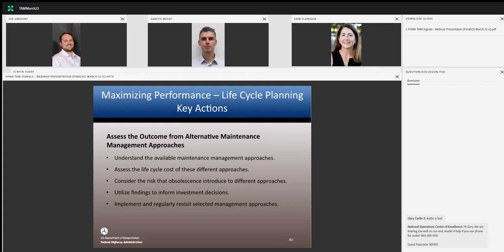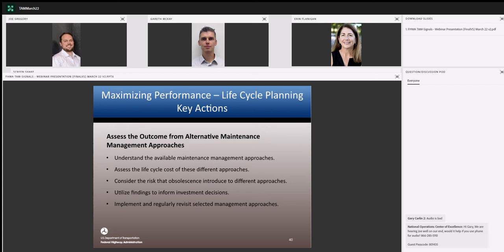So from a lifecycle planning perspective, there's a number of key actions that can be considered. The first is understanding those approaches, the ones that you're currently doing and the ones that might be available to you. What do you have the staff to do, or could you get the staff to do? Consider the life cycle cost of those different approaches, similar to that work that was done by Minnesota DOT that we just talked about.